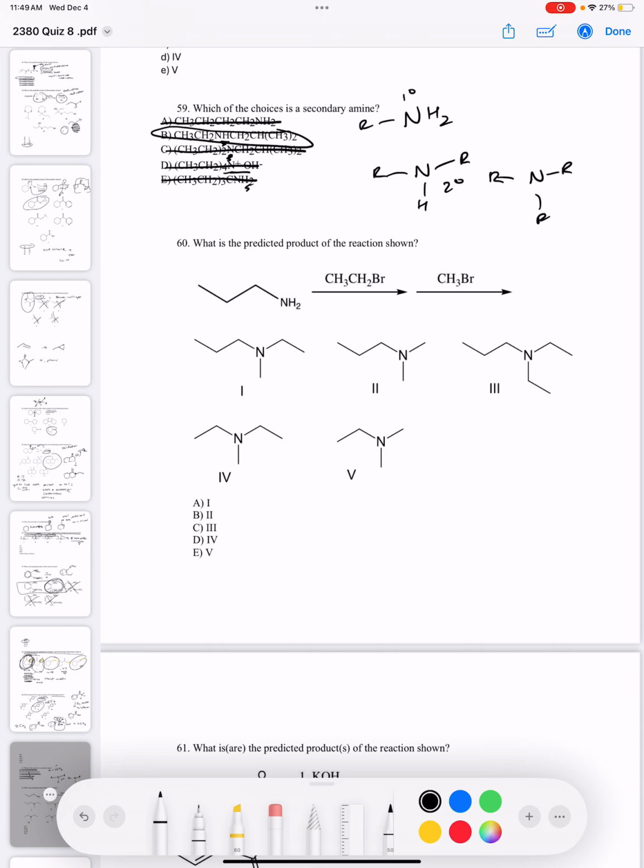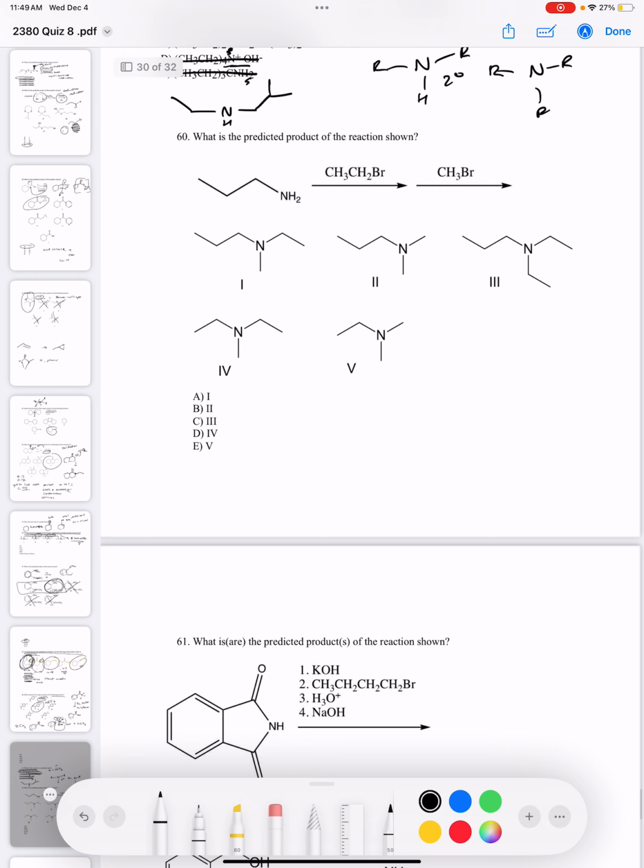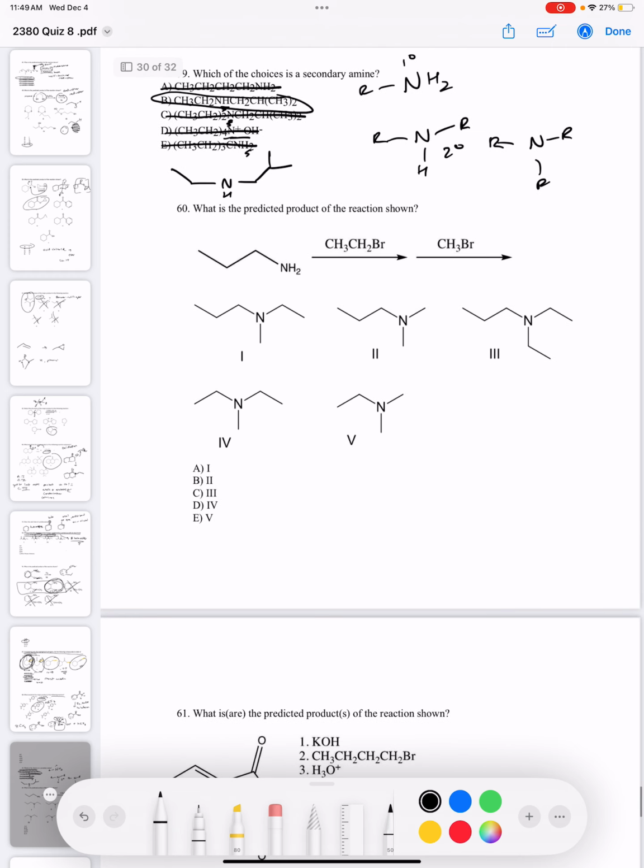So I think this is answer choice B, but just to make sure, I'm going to draw it out. NH, CH2, CH2, CH3, CH2, CH3. So, yep, looks like this. So that is a secondary amine. So answer choice B is right. 60, what is the predicted product of the reaction shown below?